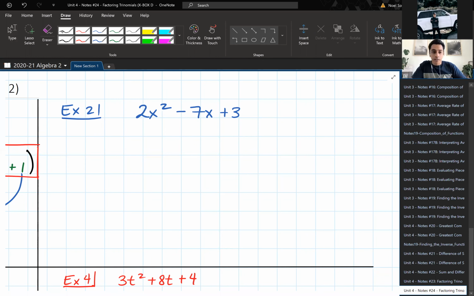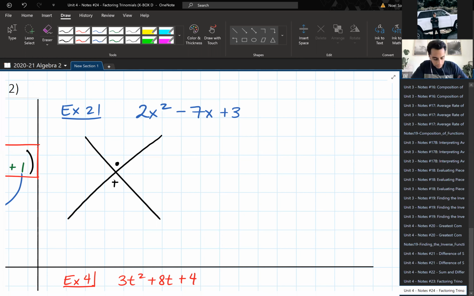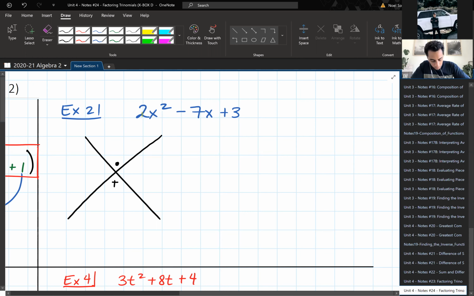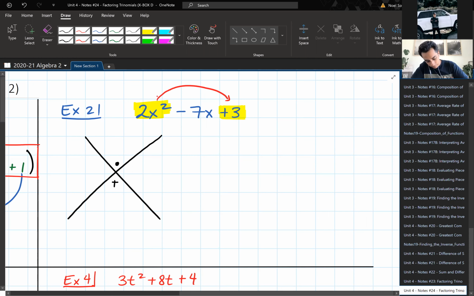Here's how the Xbox method works. You literally start by creating an X. You draw a big X. At the top of the X, you're going to take the product of the first term with the last term, the product of those two terms. So you have 2x squared times 3. You multiply those together, and so you're going to get 6x squared.